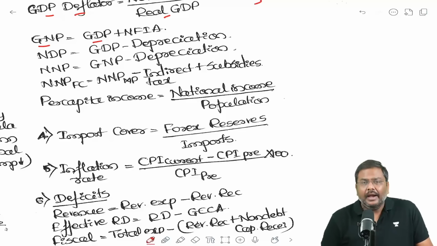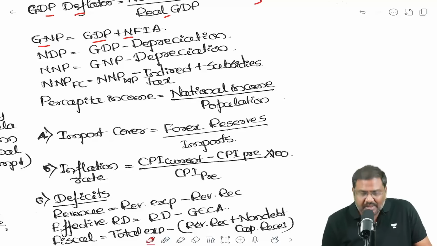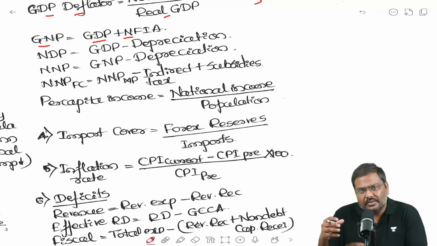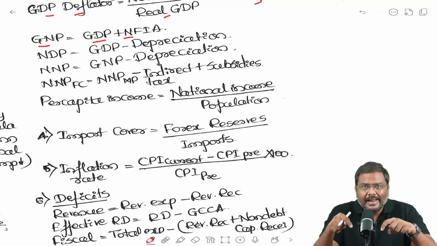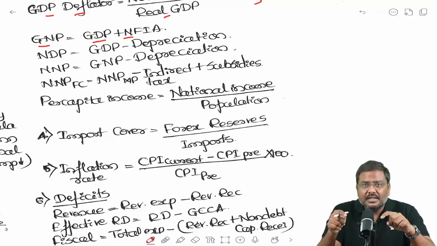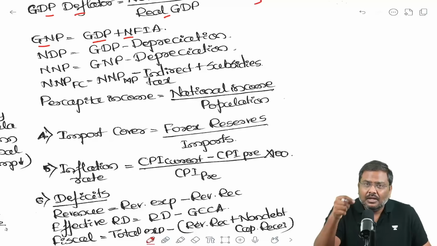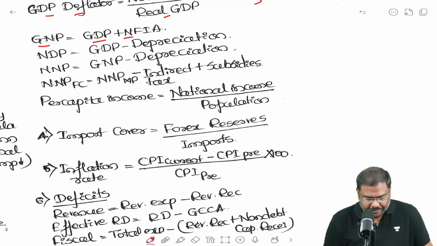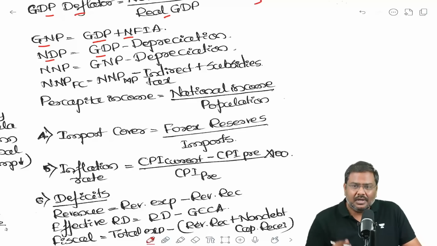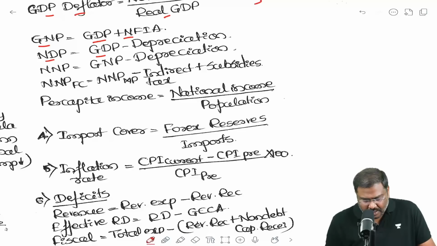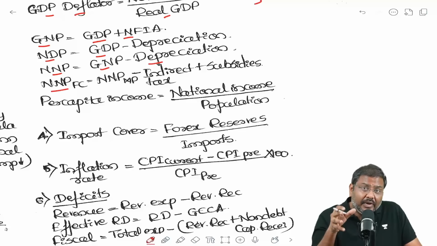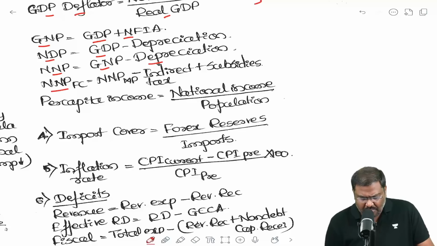Next, GNP. It is calculated by adjusting GDP with net factor income from abroad. That is the factor incomes which are generated by Indian residents but living abroad, minus the factor incomes which are generated by non-Indian residents who are living in India. NDP: GDP minus depreciation. Depreciation represents consumption of capital. NNP: basically GNP minus depreciation. And finally, NNP at factor cost, which is the purest form of national income. It is calculated by NNP at market prices minus indirect tax plus subsidies.